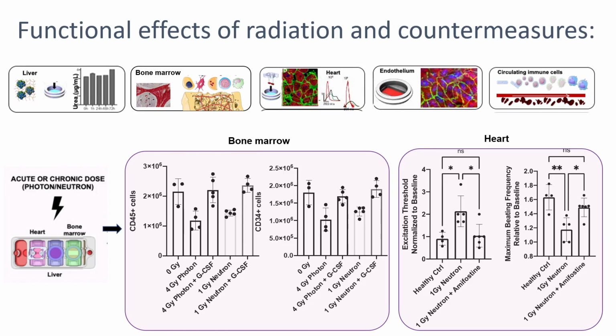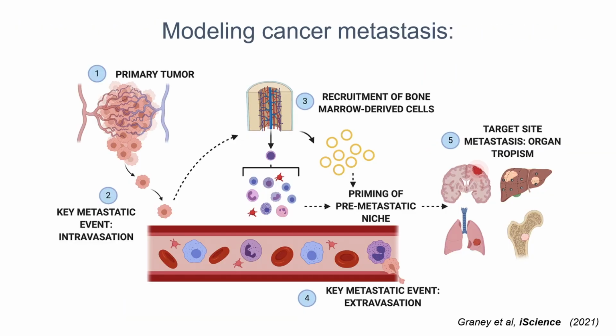What we measured here is a function, excitation threshold, how easy it is to stimulate the heart to beat, and the maximum beating frequency, which means how responsive the heart is to electrical signals. And you see that actually both of these properties worsen. So excitation threshold goes up, which is bad, and maximum beating frequency goes down, which is also bad, in response to radiation, but actually much of the effect is avoided by a radiation protection agent. So this is really just a proof of principle that these kinds of things can be studied.